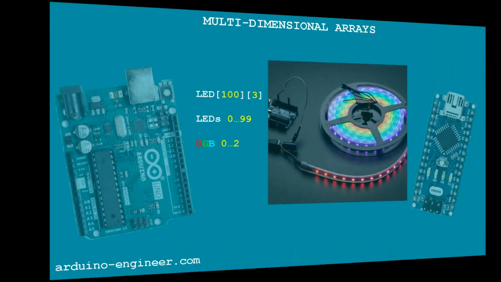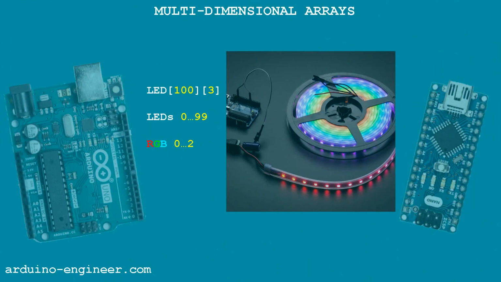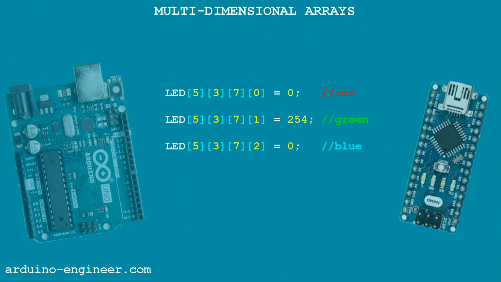Don't forget that array indexes are counted from 0. And for a strip of 100 LEDs, we'll have indexes from 0 to 99, and color indexes from 0 to 2. For the LED cube, in order to light the LED with coordinates 5, 3, 7 in green, you need to assign the following values to the cells of the array.